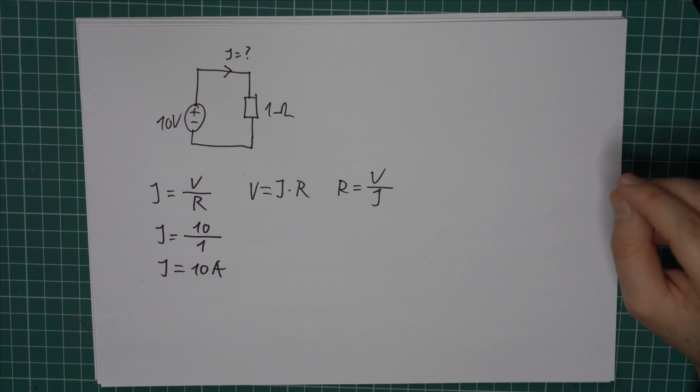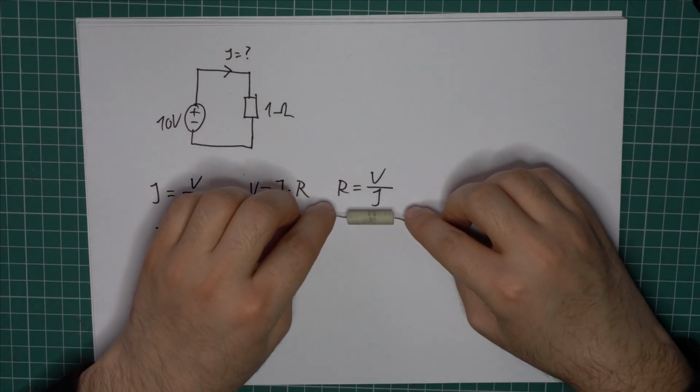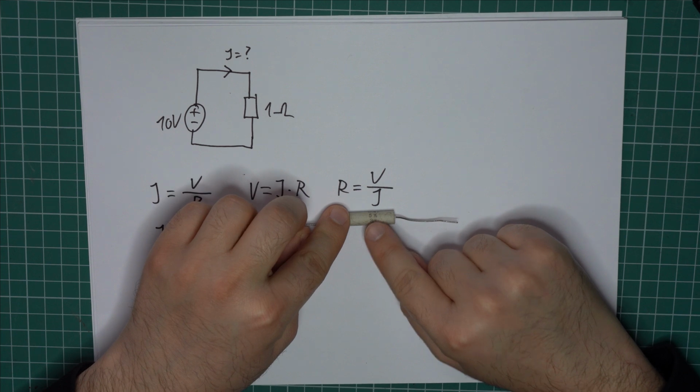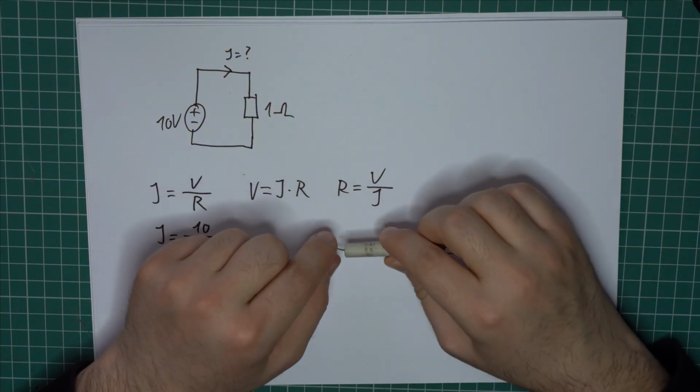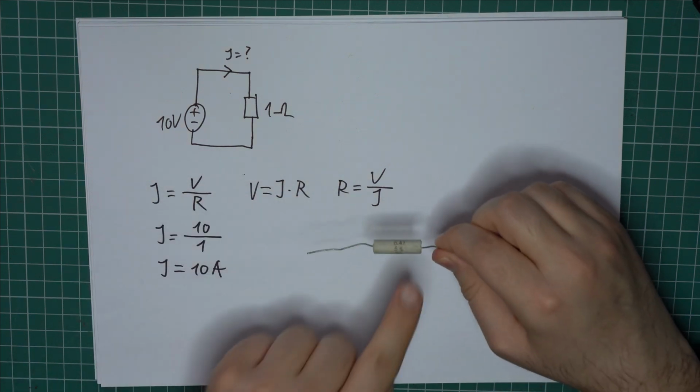And also, if you want to build this experiment in practice, then you need to take into account the power as well. That's because resistors have a certain power limit. In this case it is 3 watts. So you have to do the math and make sure that for your resistor you don't exceed this value.